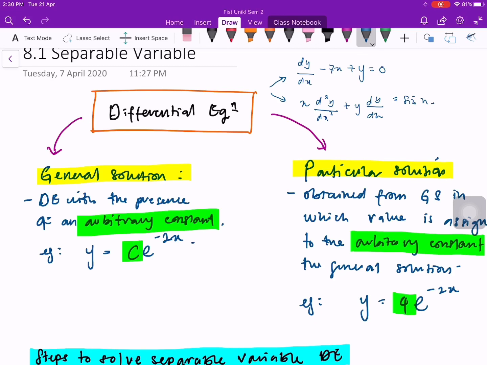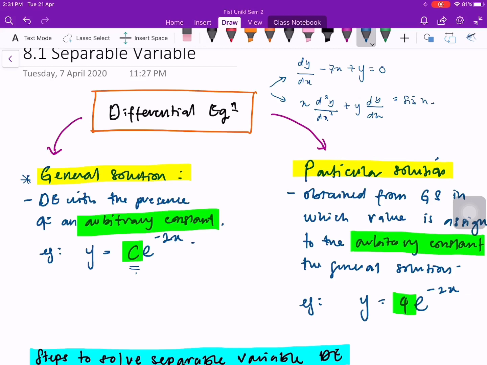Okay, so when we solve our differential equation of first order using a separable technique, we're going to have two types of solutions. The first one is a general solution. Okay, kita akan dapat general solutions. A general solution is actually the differential equation with the presence of an arbitrary constant. So kita akan ada nilai arbitrary constant. So contohnya dekat sini kita akan ada y equals to c e to the power of negative 2x, whereby c is actually our arbitrary constant.